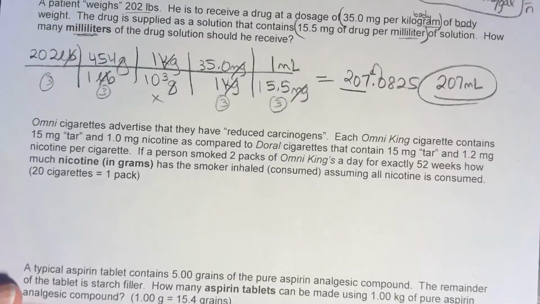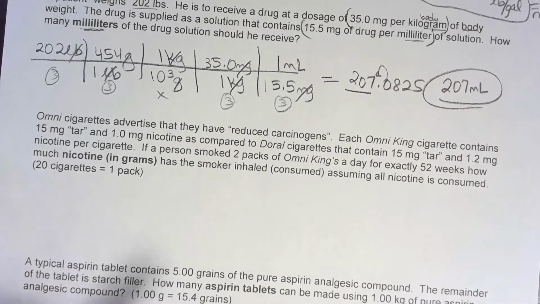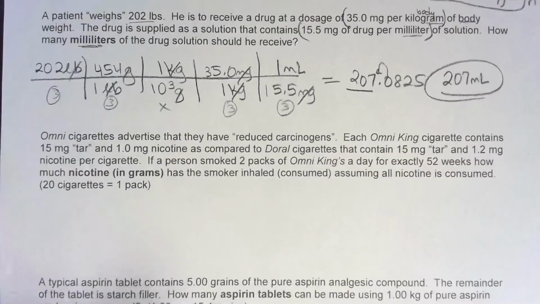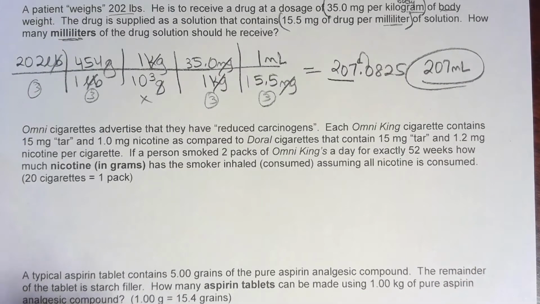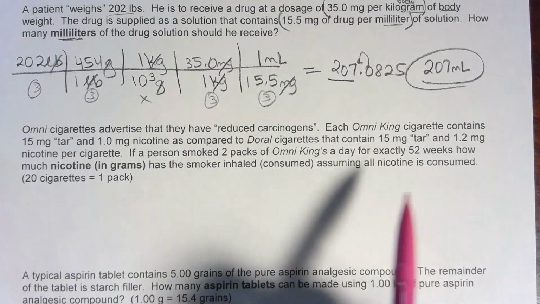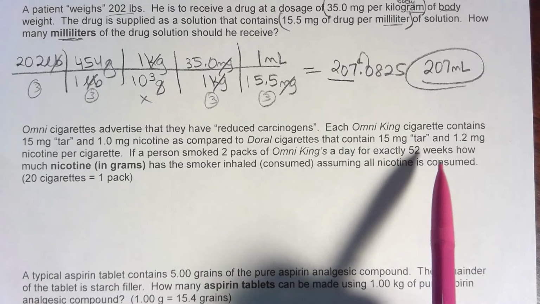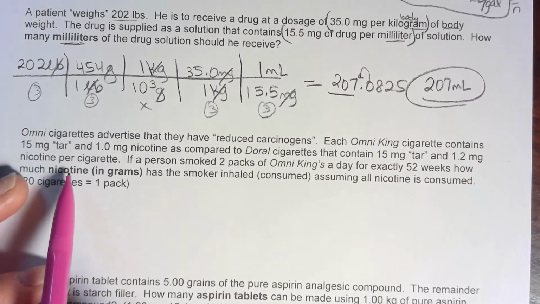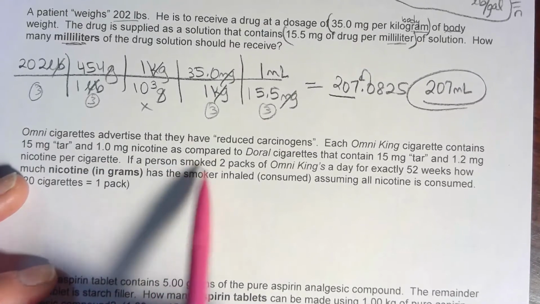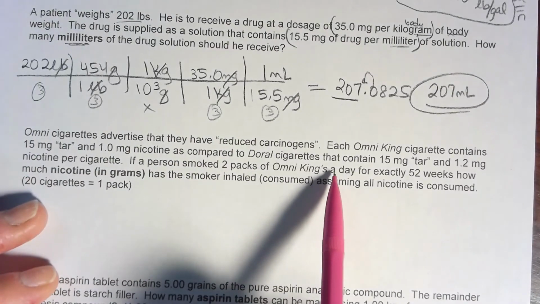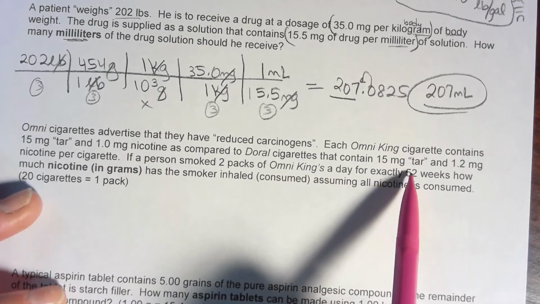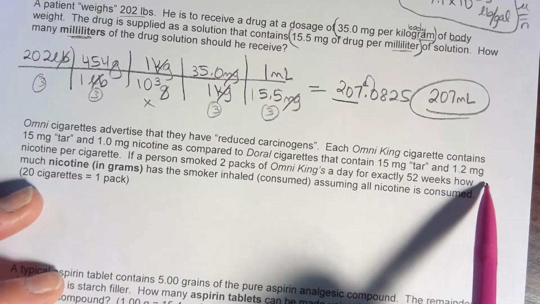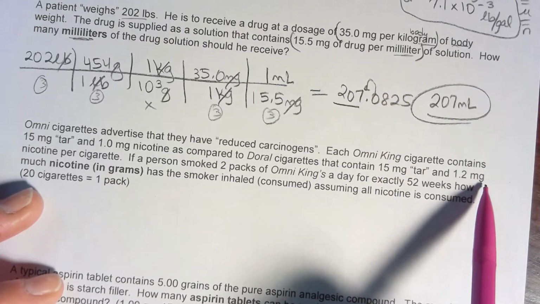Okay, cigarettes. Hopefully you're not a smoker, but if you are, just a little information on what you're smoking. Nicotine, obviously, is the most common reason to smoke, is to get the nicotine. It's very addictive. So it says here that these cigarettes contain 15 milligrams of tar, so that's another substance that you are getting when you smoke, and 1 milligram nicotine, as compared to another cigarette brand that has 15 milligrams of tar, so that's the same, and 1.2 milligrams of nicotine. So it's a little more potent in the nicotine.